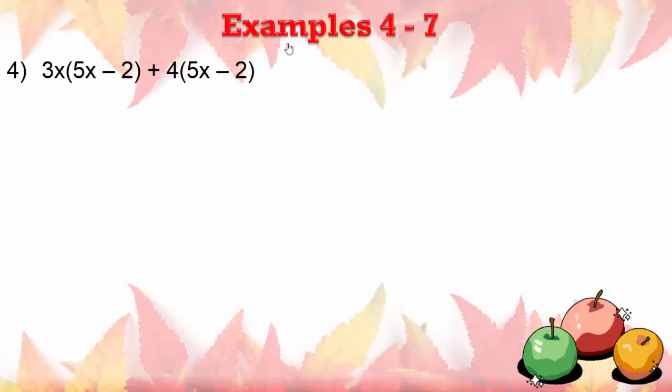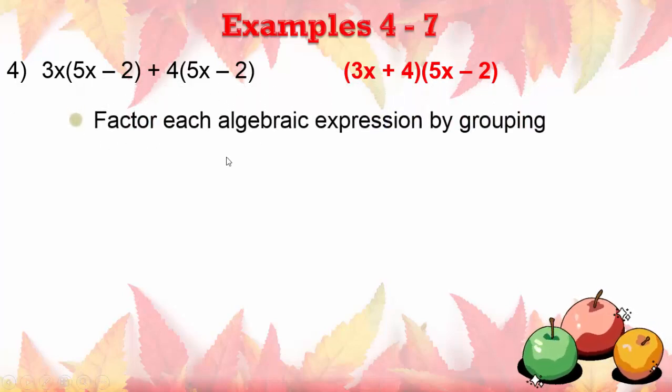What we just did in example number 4 is something called factoring by grouping. And what we got when we used this technique is 3x plus 4 times 5x minus 2. So now that we understand how we do factoring by grouping, we're going to factor each of the following expressions by this technique. So let's look at example number 5 and go to the whiteboard to work it out.